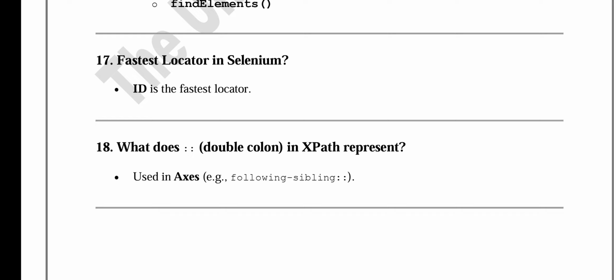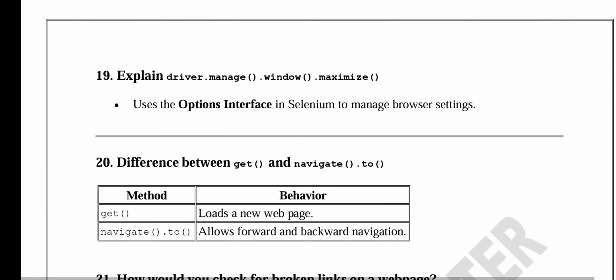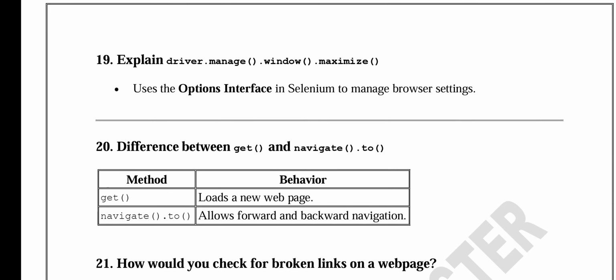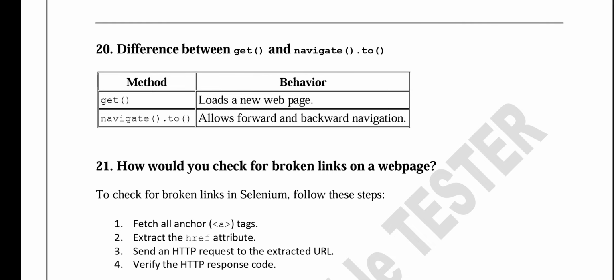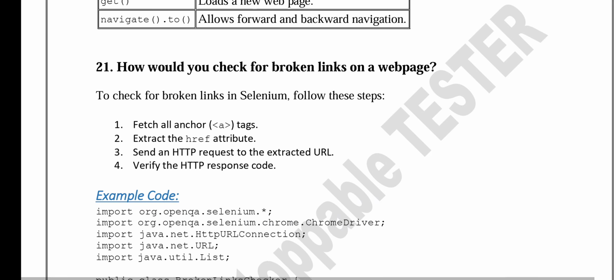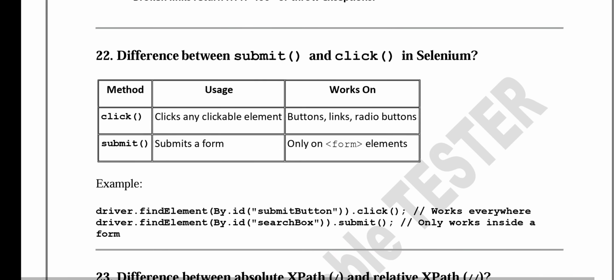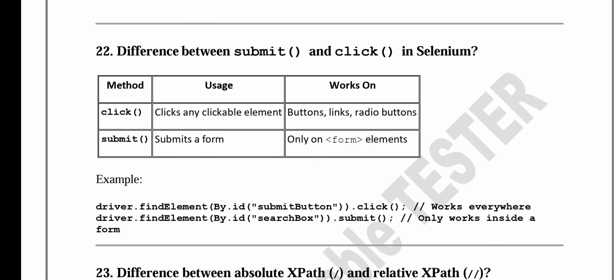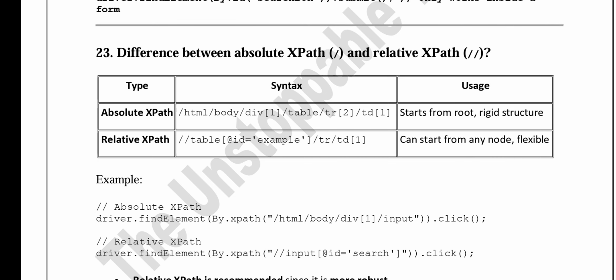Which is the fastest locator in Selenium? What does double colon in XPath represent? Explain driver.manage.window.maximize. What is the difference between get and navigate.to? How would you check for broken links on a web page? What is the difference between submit and click in Selenium? And what's the difference between absolute XPath and relative XPath?